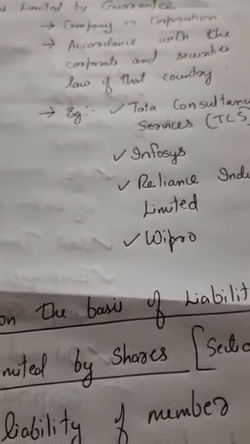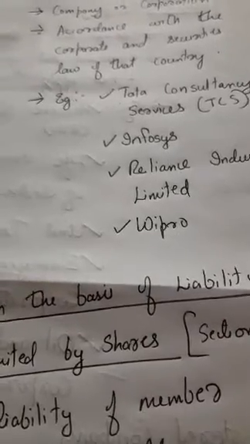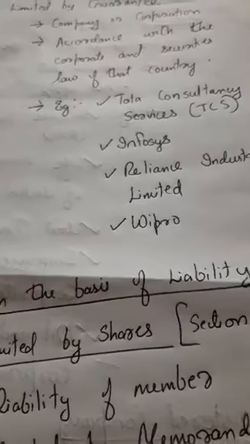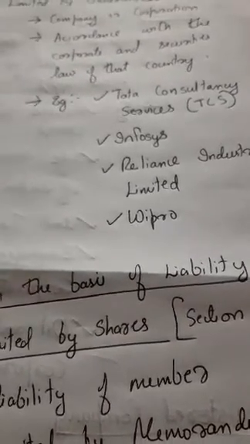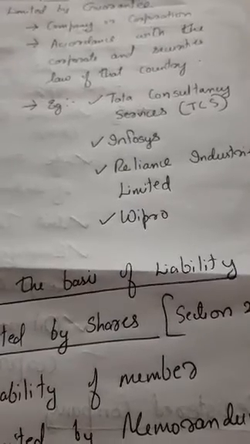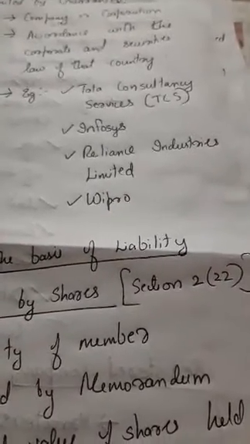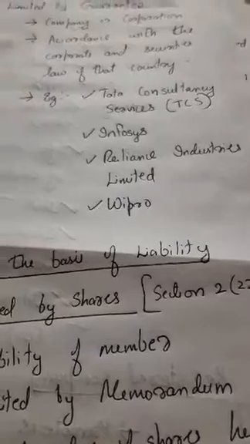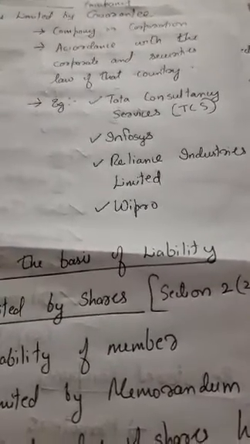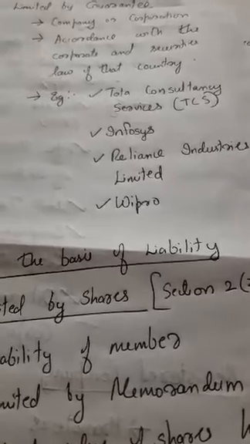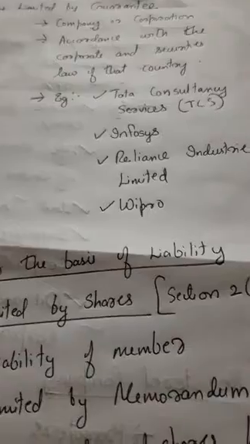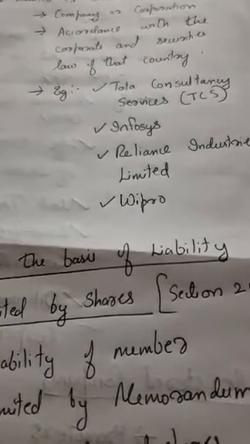A registered company is a company or corporation functioning in accordance with the corporate and securities law of that country. What are some examples of registered companies? Tata Consultancy Services (TCS), Infosys, Reliance Industries Limited, Wipro, etc. are examples of registered companies. Registered companies function in accordance with the corporate and securities law of the country in which the company is registered.